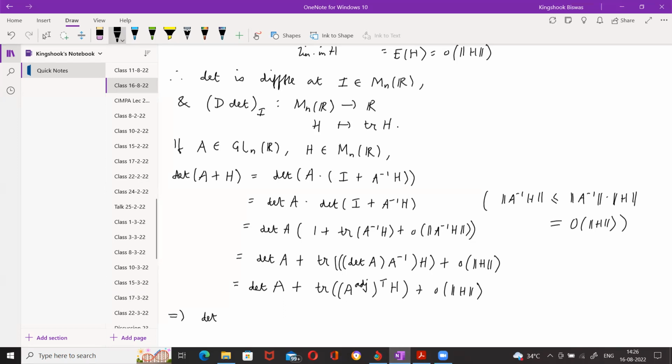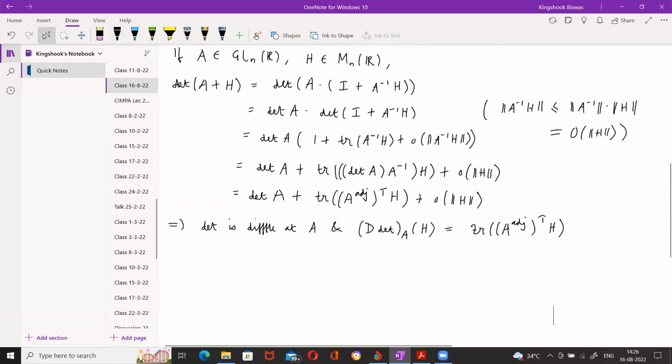determinant is differentiable at A, and the derivative of the determinant at A applied to H is this linear function of H. It's the trace of A adjugate transpose H. Okay.